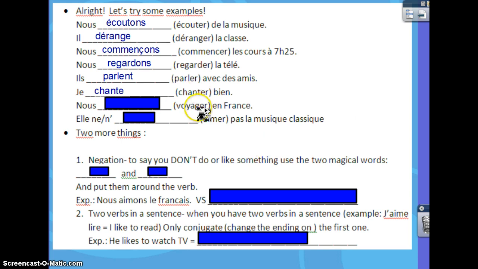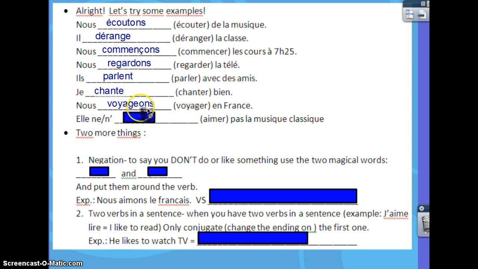Now on this one, voyager, there's a GER, so I'm automatically on high alert. I double check the subject. It is indeed nous, which means that after dropping the ER and before adding the ONS, I actually leave that E back in there, and that's a weird exception to the rule because it's a GER with nous.